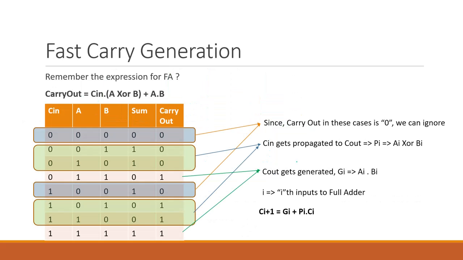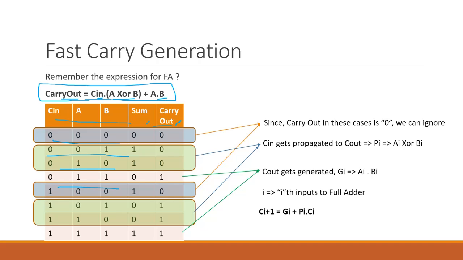So here we try to use the expression that I had mentioned in the last class for carry out. Carry out is equal to Cin dot (A XOR B) plus A dot B. We'll try to use this in some other form. So remember, this is the truth table for the full adder. You can always pen it out on your own. It should be fairly simple. There are 8 combinations for Cin, A, B, and accordingly we'll have the sum and the carry out as the outputs.